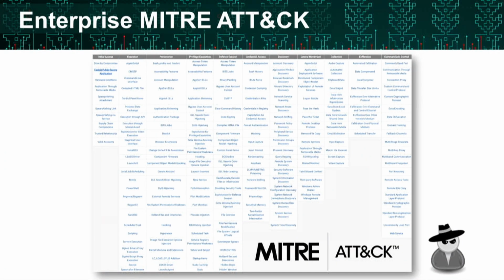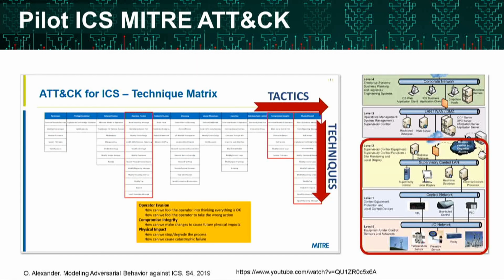This is how it looks for the enterprise networks. A similar framework exists for mobile networks. And recently, they started developing a similar framework for industrial control systems. This is how the pilot version looks. That's not the public version. Once they finalize it, they will release it publicly for public comments. But that's how the intermediary version looks.